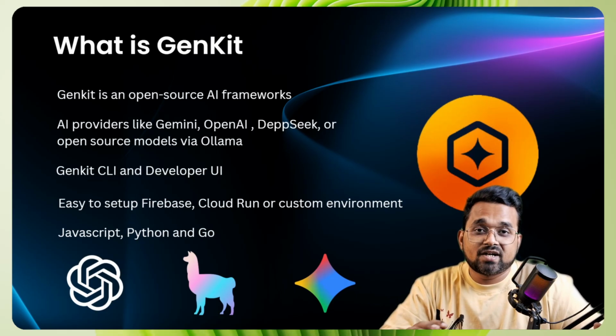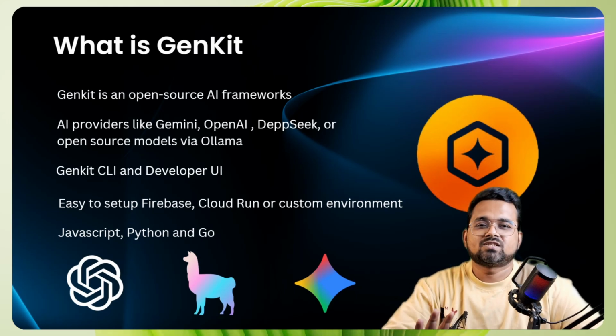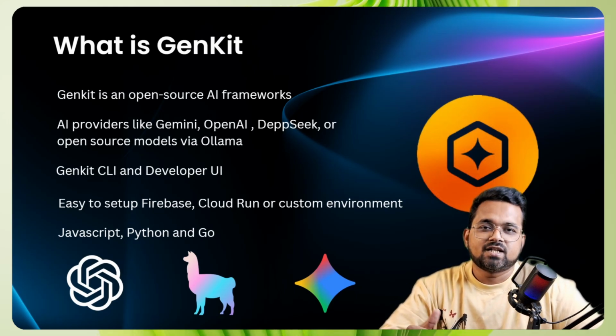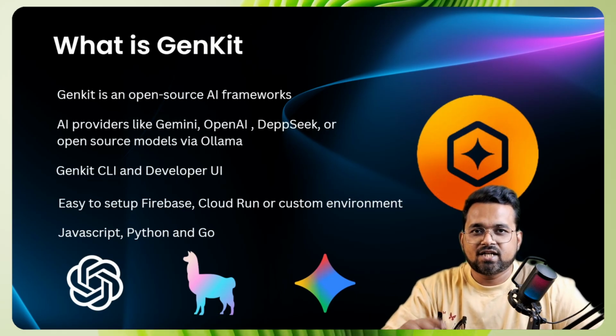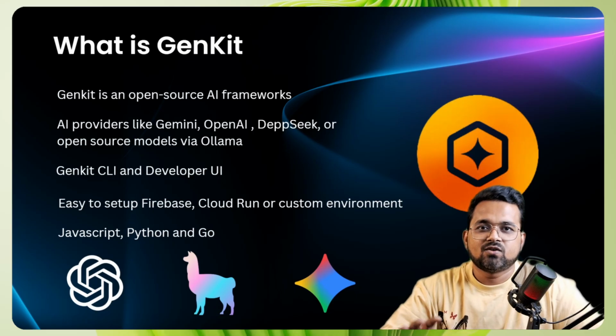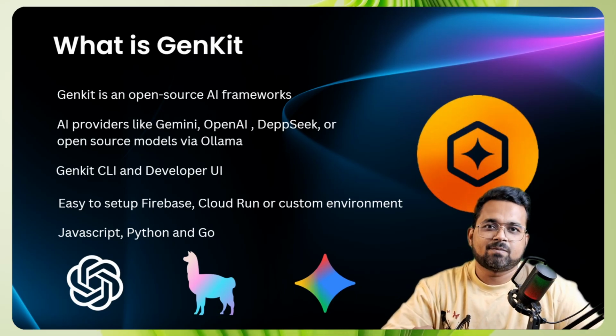Genkit also supports Firebase by default, which is a huge plus for front-end developers, because you can implement Genkit and directly call it from the front-end side and create your own AI applications. And we are going to do the same today. We are going to make our own image generation application.